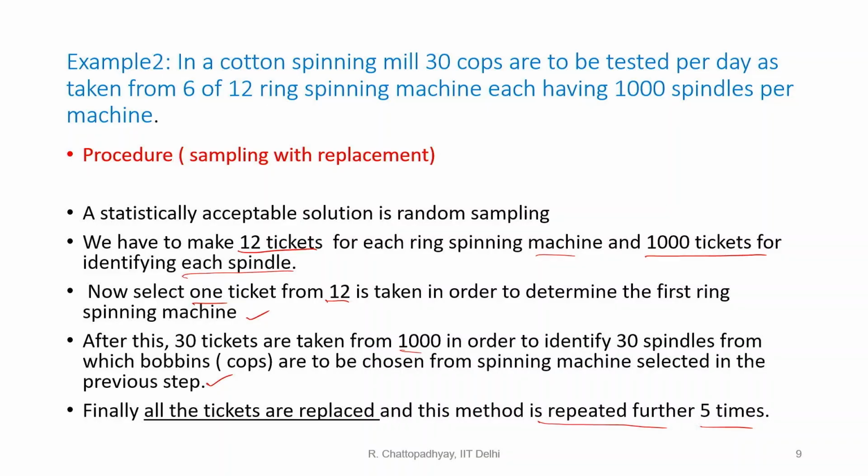Like that we keep selecting the tickets, but we don't want the same ring spinning machine to be repeated today. Today we are going to select only 6 out of 12. So that is how this sampling procedure can be followed or practiced. Selection of the machine is random. Selection of the spindle out of 1000 spindles also is done randomly. So you have to consult the random number tables.